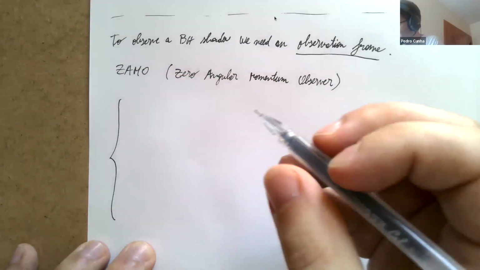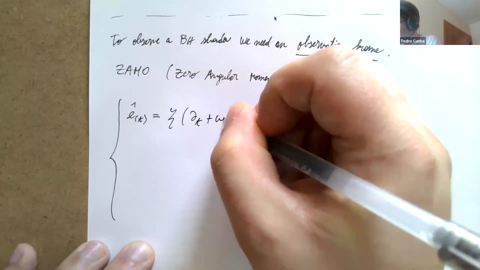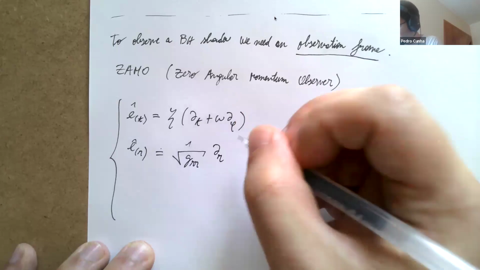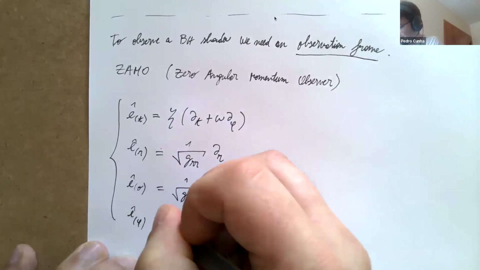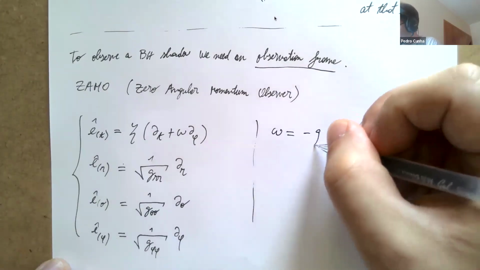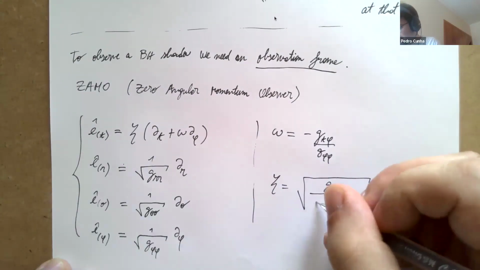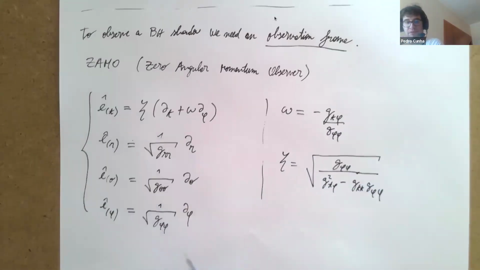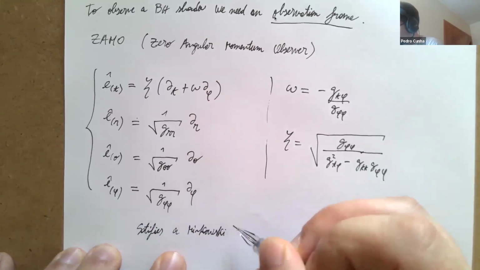So this frame is defined by a set of basis vectors for the frame, which I'm going to write quickly as follows. They have omega, which is minus g t phi over g phi phi, and zeta is the square root of g phi phi, and then the determinant of the t phi sector of the metric. Okay, so this set of basis vectors satisfies a Minkowski-like norm.